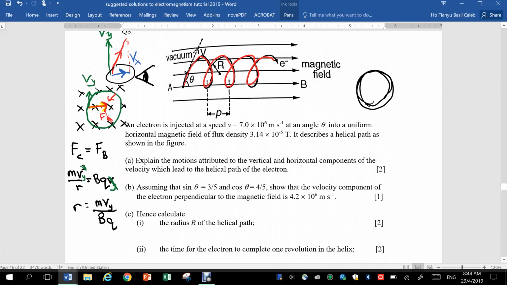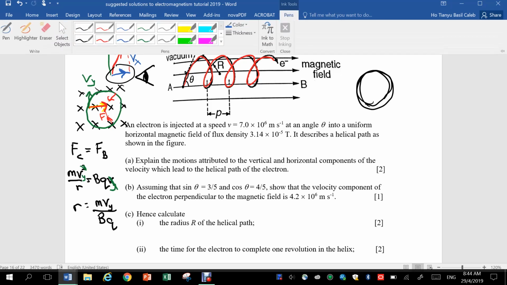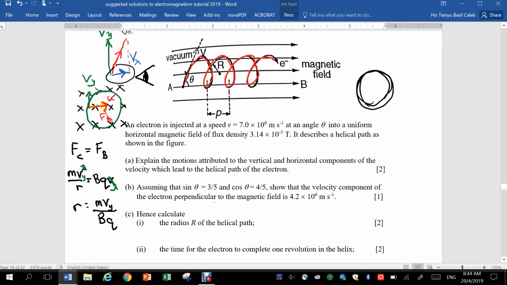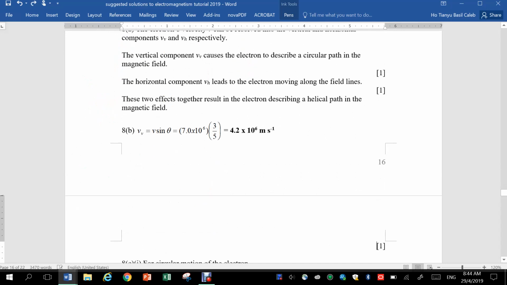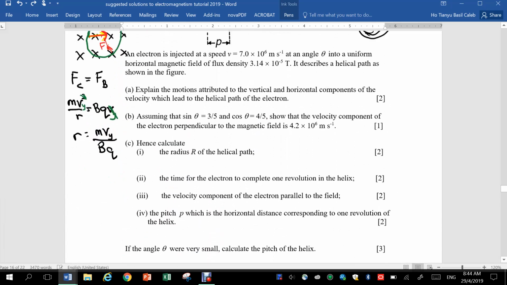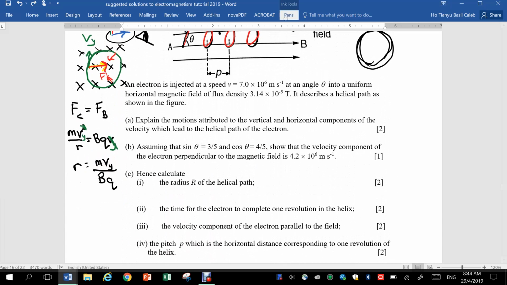Part B, assuming that sine theta is 3/5 and cosine theta is 4/5, show that the velocity component of the electron perpendicular to the B field is this value. That's not difficult. The perpendicular component is just Vy.